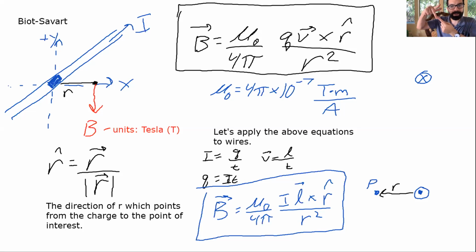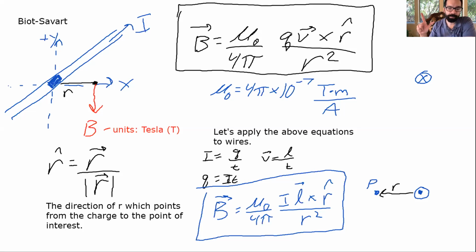Now, my middle finger, which should be coming out of your palm, is perpendicular to my palm, pointing straight out. This will always be perpendicular to these two fingers. It should always be perpendicular to your thumb and your pointer. And that is pretty much what the cross product does: it gives you a vector that is perpendicular to the two vectors you're multiplying together.